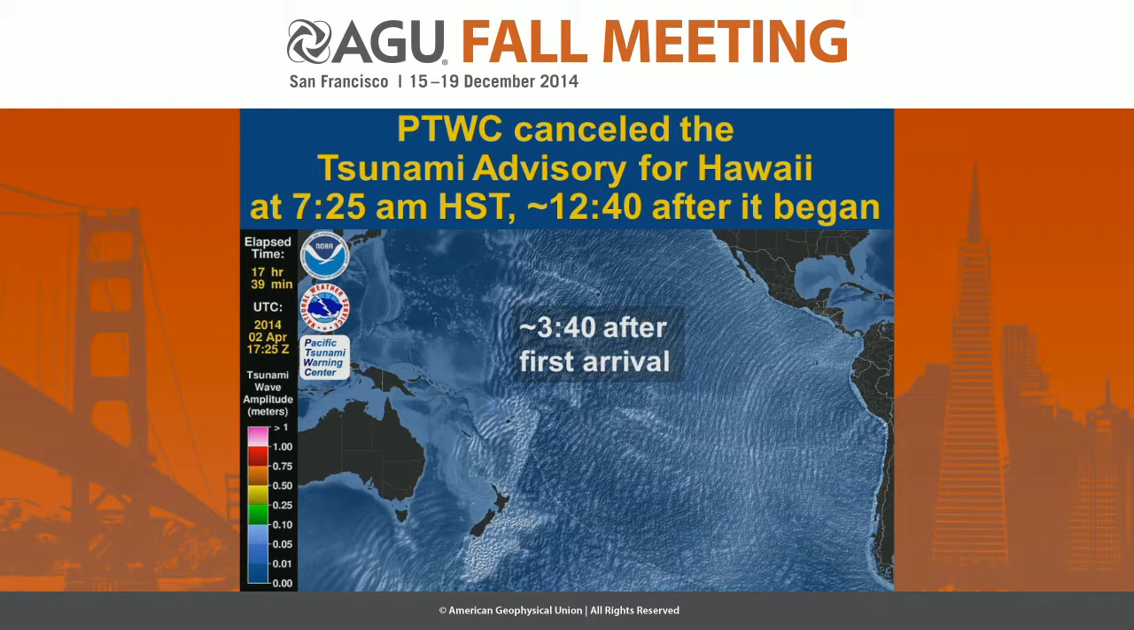So there's where we canceled the advisory for Hawaii, over 12 hours after it started, but just shy of 4 hours after the first waves arrived in Hawaii. So for about 3 hours and 40 minutes, we were watching the waves, making sure there was nothing too dangerous in Hawaii, and then we were able to cancel it. So that's now at 7:25 in the morning in Hawaii the next day.